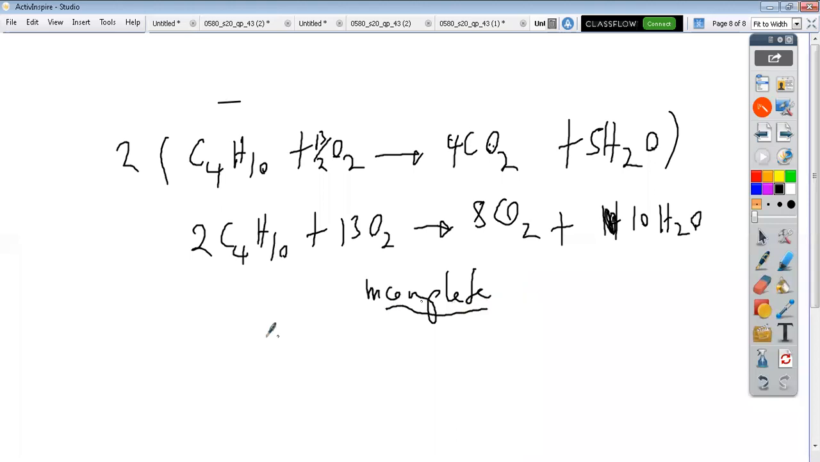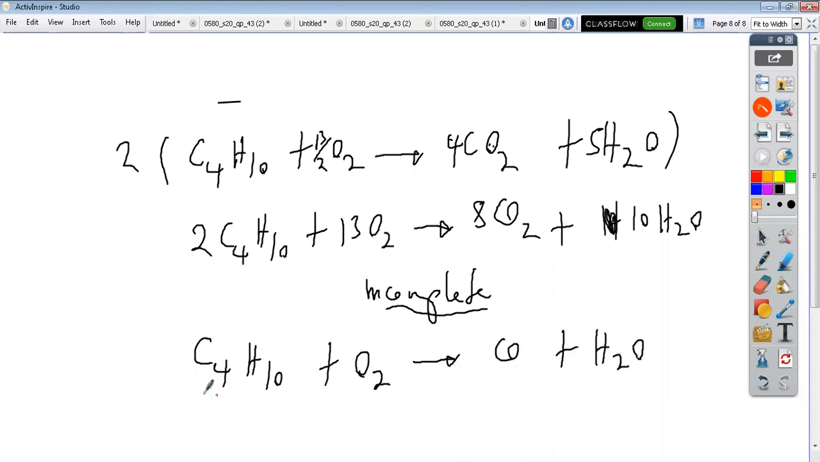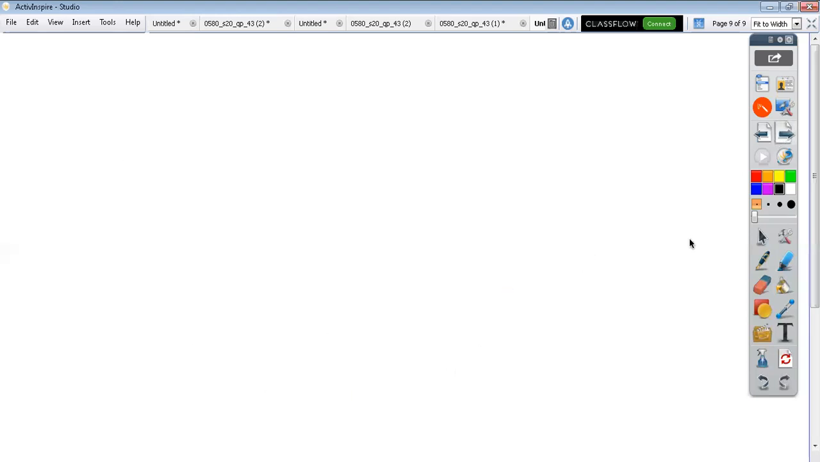Let's look at the incomplete. C4H10 plus oxygen. Incomplete, you said carbon monoxide plus water. So let's think of carbons 4, hydrogens 10, 5. So the moment we do that, we need how many? 4 oxygens there. So 9 over 2. Then you can also multiply the whole thing by 2. That's incomplete. So it's the same.